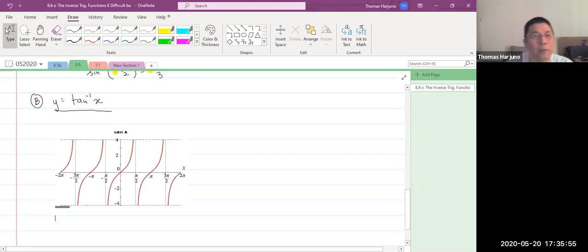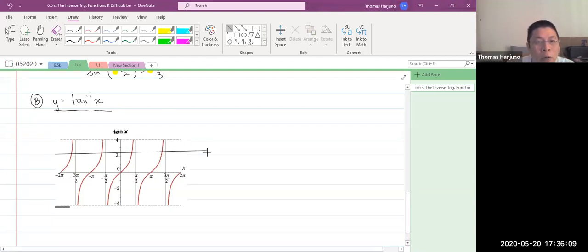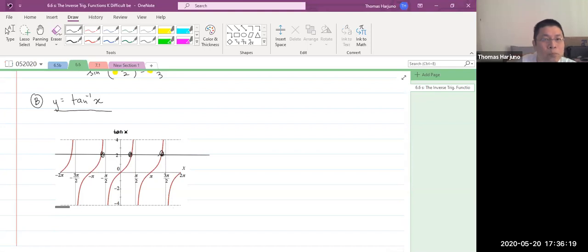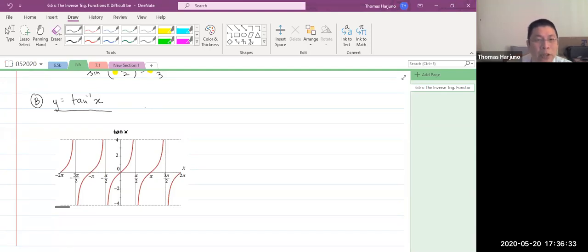Now this is the graph of tangent x. Again, it's not a one-to-one function, because if you draw a horizontal line, it will hit the graph at more than one spot. So it's not a one-to-one function. What we will do is use the same trick. We will restrict the domain such that tangent x becomes a one-to-one function in that domain.